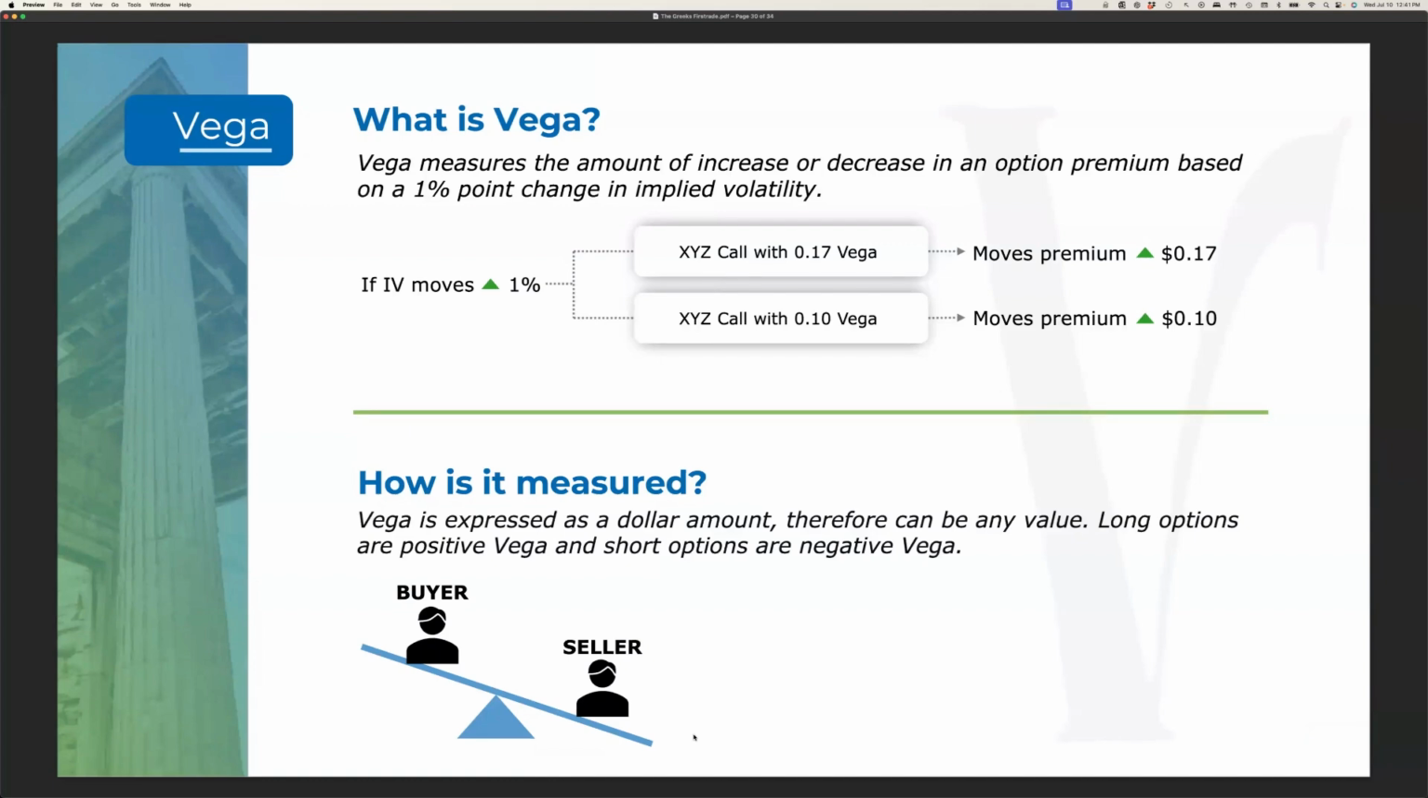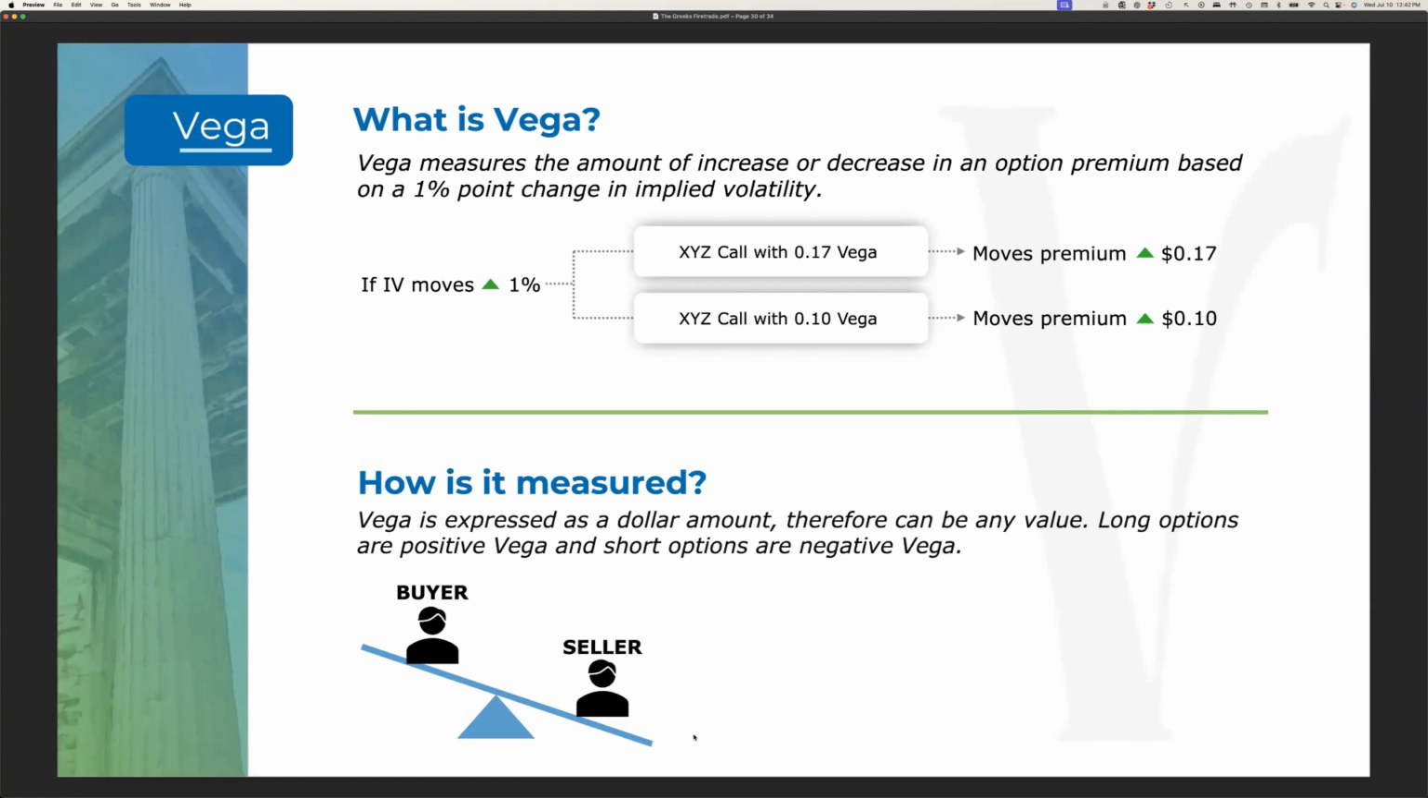So Vega measures the amount of increase or decrease in an option's premium based on a 1 percentage point change in implied volatility. So, for example, if you have an XYZ call with a Vega of 0.17, that means if implied volatility moves up by 1%, you will see the option premium increase by 17 cents. Vice versa, if it has a Vega of 0.1, that means for every 1% change in implied volatility, the value of your option will increase by 10 cents. So basically, as the market expects volatility to change, it's going to change the value of your option.